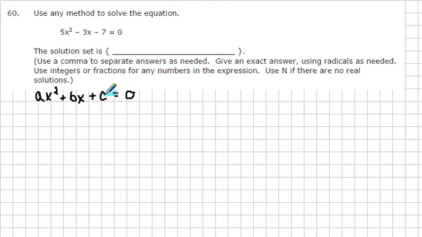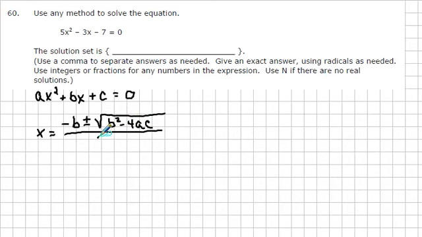Now every quadratic equation can be solved using the quadratic formula. The quadratic formula says that the solutions of the quadratic equation have this form. x is equal to minus b plus or minus the square root of b squared minus 4ac, all divided by 2a. Now this is a rather complicated looking formula. It always works, but it's not necessarily the most efficient method.